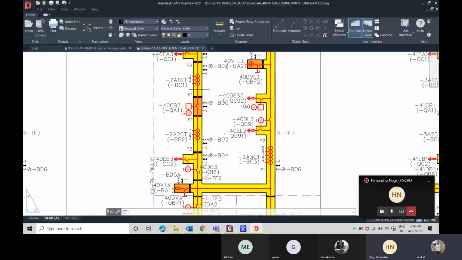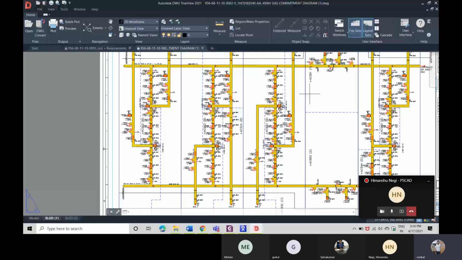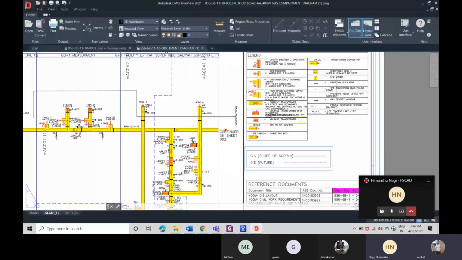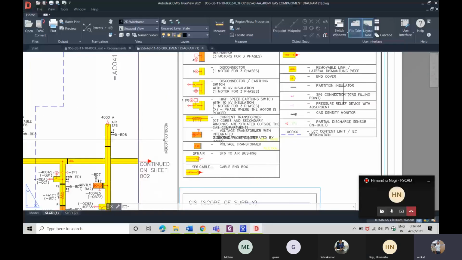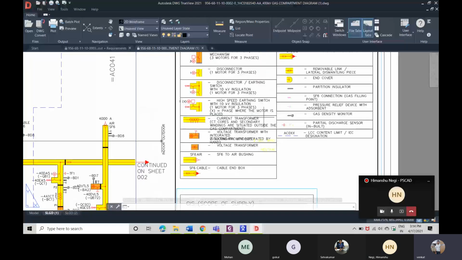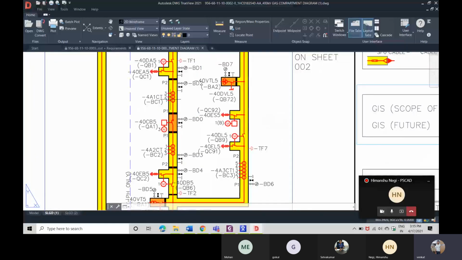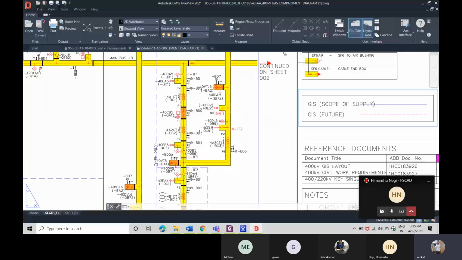This is just a partition insulator. How can we know that? We can know that from the key SLD diagrams. Here, can you see this? This gray color indicates partition insulator. Like this we can get all the information, like whether it is a disconnector, whether it is a circuit breaker, how they have modeled; that information we can get from the key SLD.